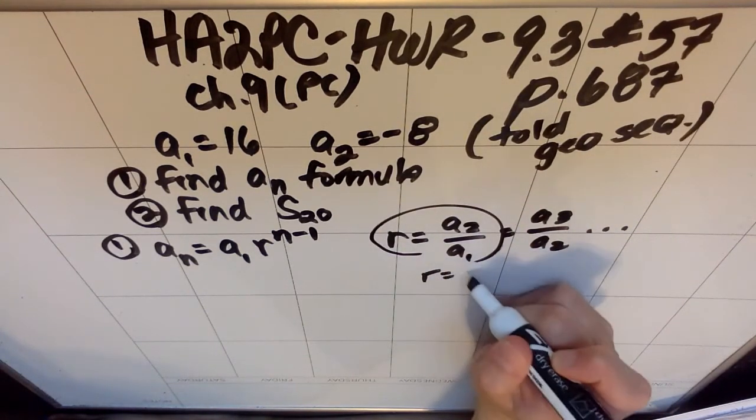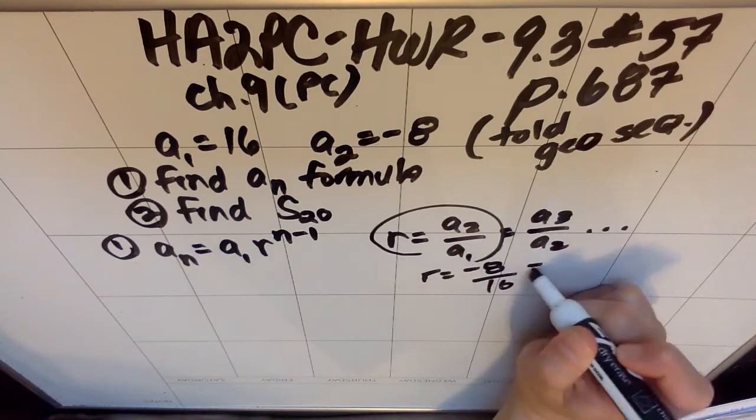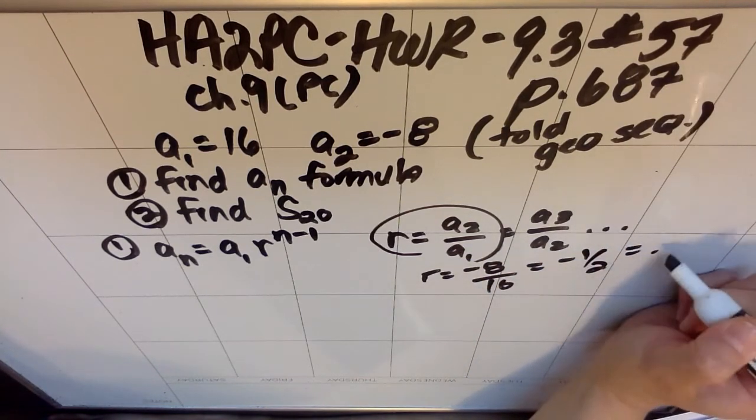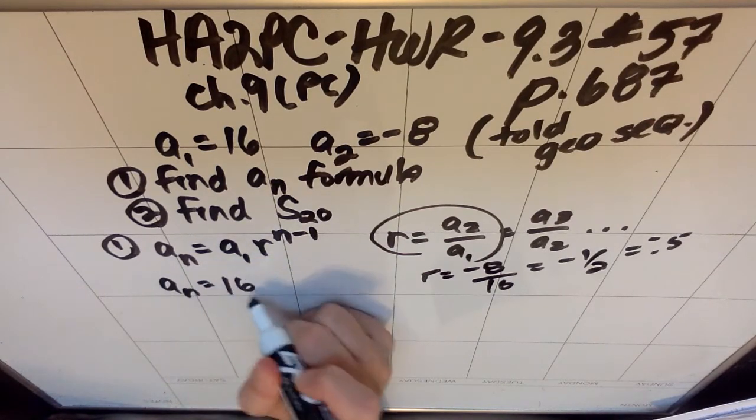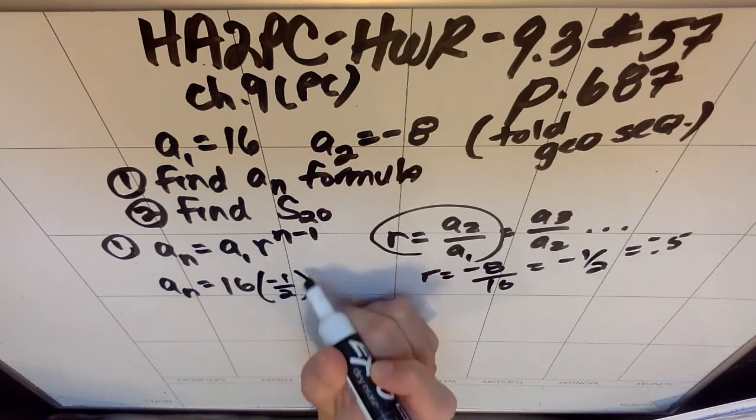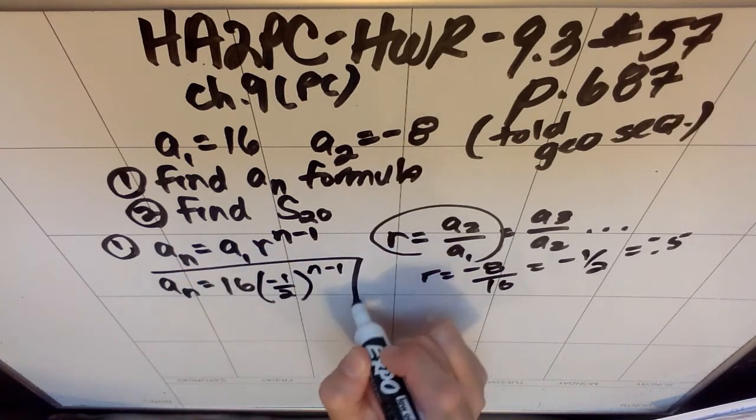So my ratio is negative 8 over 16, or negative 1/2. Or if you like negative 0.5 better, that's also fine. So my a sub n will be 16, and then in parentheses, negative 1/2 to the n minus 1. So that's what they wanted, right?